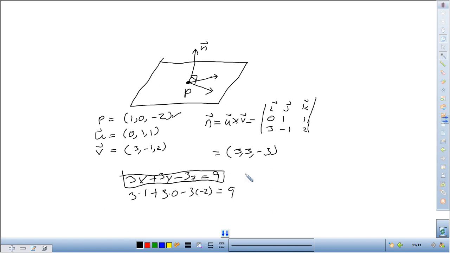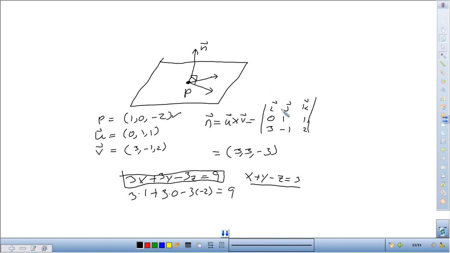I can simplify that a bit if I want. I'm a little attentive, so why not? x plus y minus z equals 3. Just divide the whole thing by 3. Isn't that pretty? Oh, it's such a beautiful plane. So, yeah, cross products are really great for finding equations of planes.